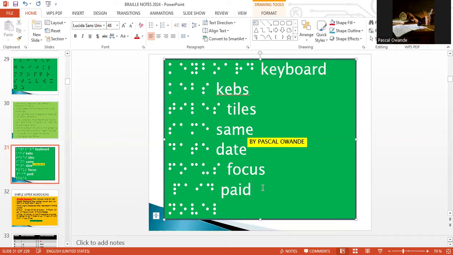We carry on. The last one, that is number 8. We have dot 1, dot 3, dot 4, dot 5 for letter N. Dot 1, dot 3, dot 5 for letter O. Dot 1, dot 2, dot 3, dot 6 for letter V. Then we have dot 1, dot 5 for letter E. Then we have dot 1, dot 2, dot 3 for letter L. So the word is novel.